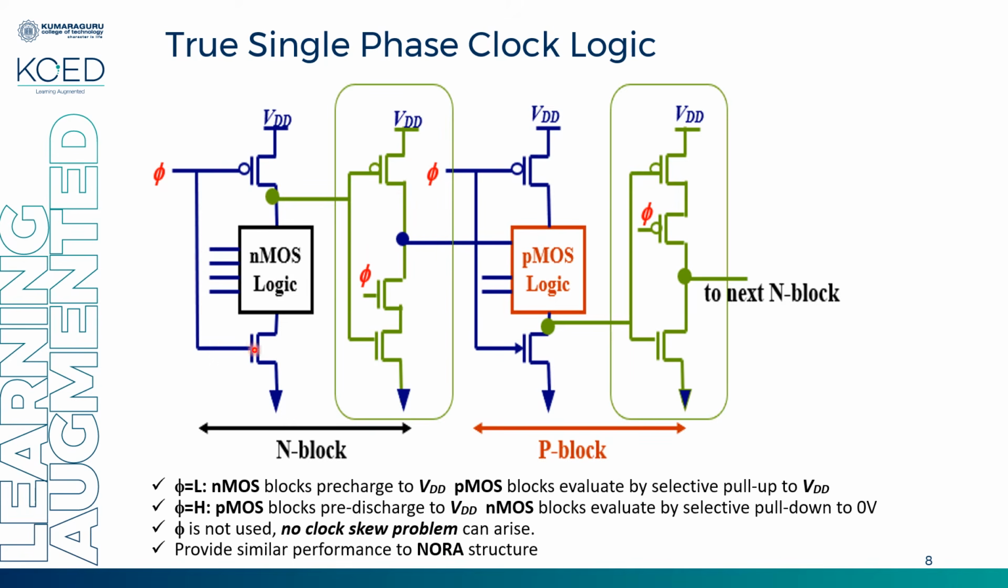Similarly, when the clock is high, this one will pre-discharge, and these blocks will evaluate. Here only phi is used, phi bar is not used. And these also provide pipelined applications, a pipeline structure. So it will operate exactly similar to NORA.